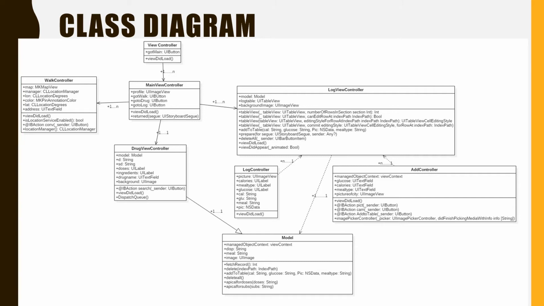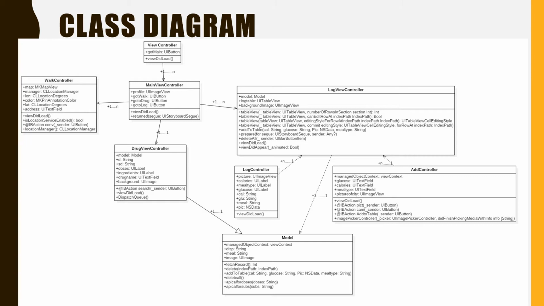And then the third thing that you can do, the third view that you can transition to, is the log view controller, which is basically the main functionality of the app. The log view controller is a table view, and it displays your diabetic logs, which would be your Core Data saved logs.